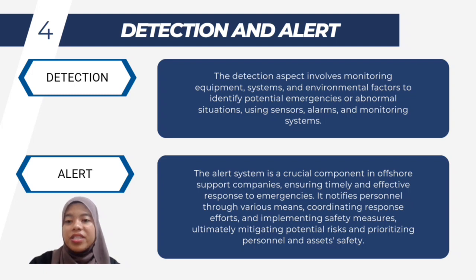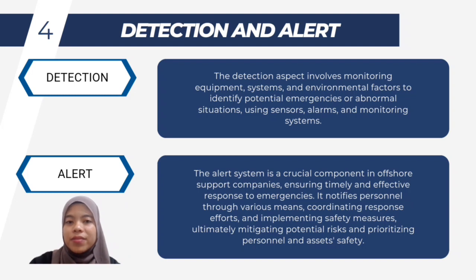First is about detection. The detection aspect involves monitoring equipment, systems, and environmental factors for identifying potential emergencies or abnormal situations using sensors, alarms, and monitoring systems. For example, offshore support companies may have gas leak detection systems using strategically placed sensors to alert them of potential emergencies.